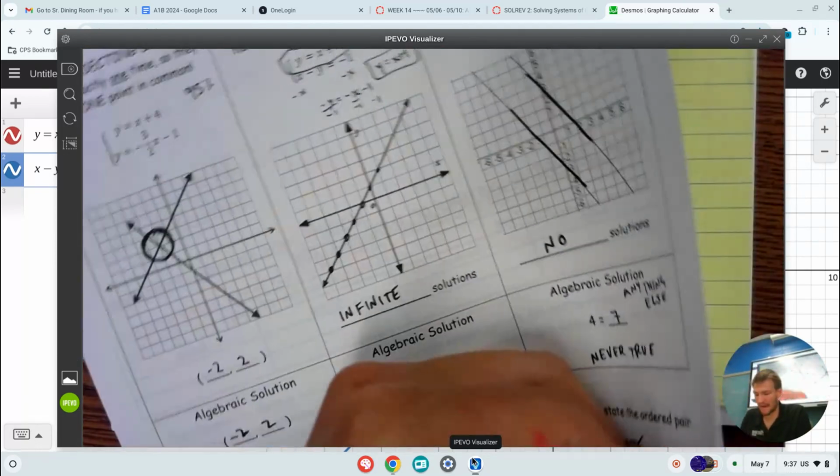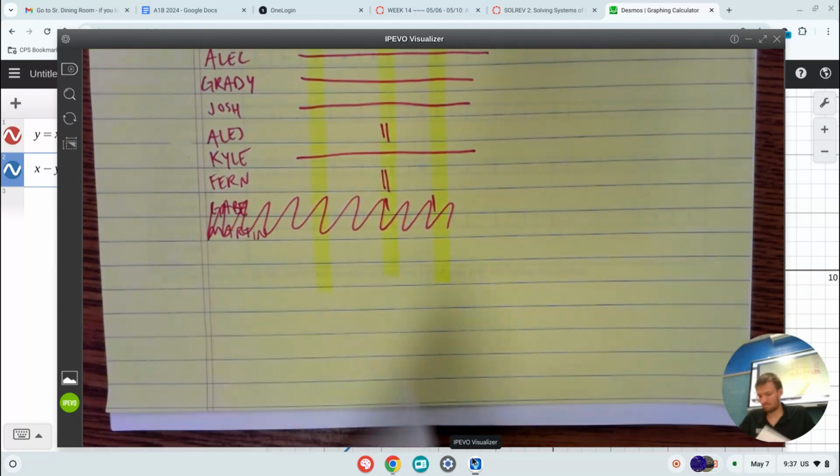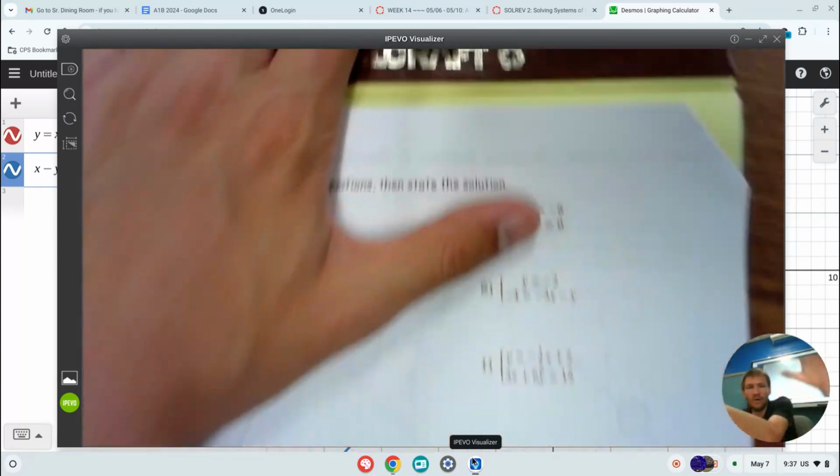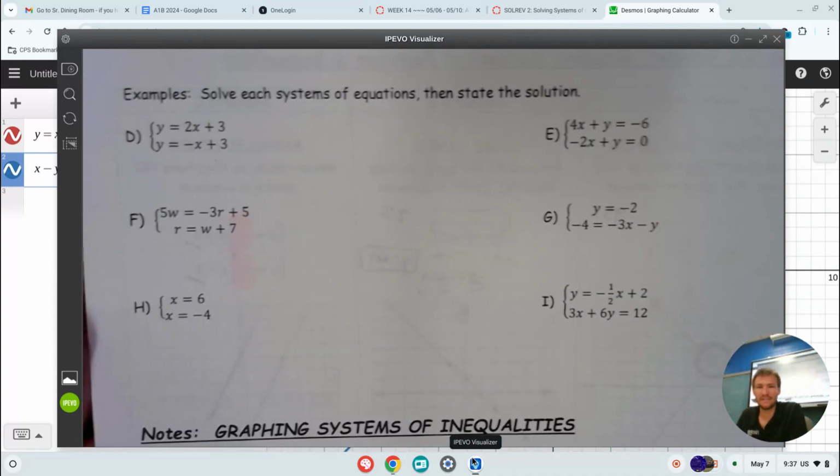Now we flip over to the back. And here's where we actually do the math. We don't even necessarily need to do all of these questions.